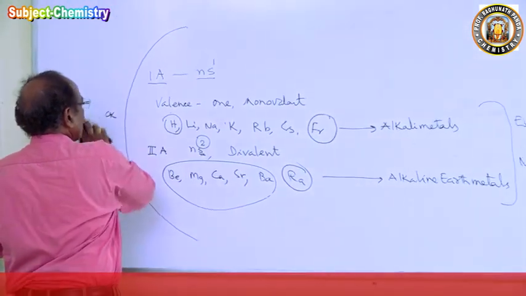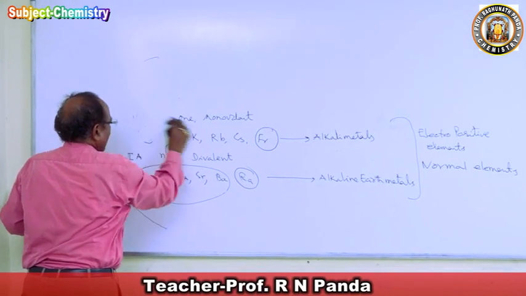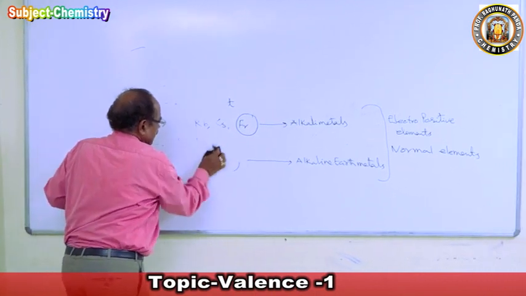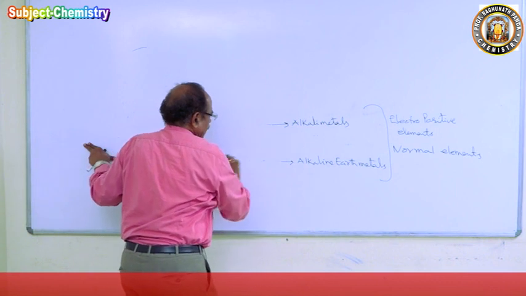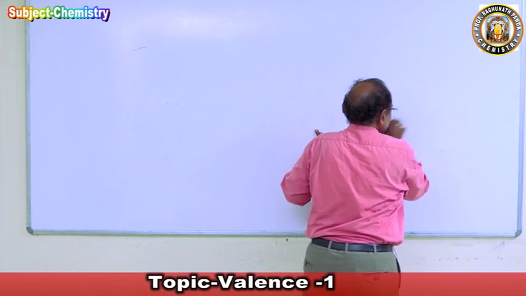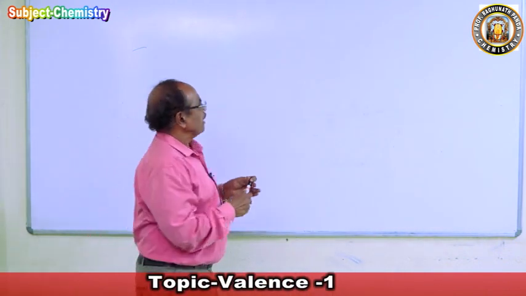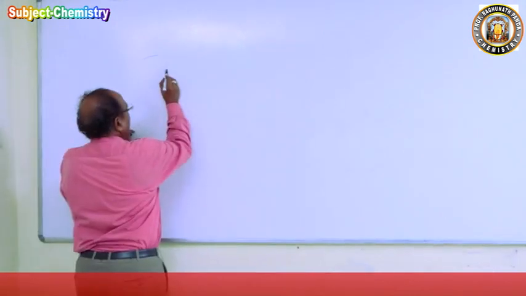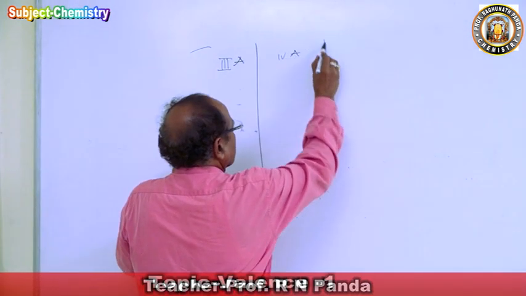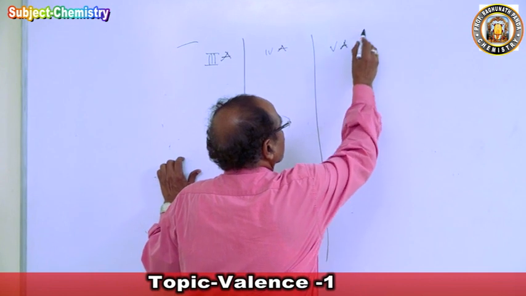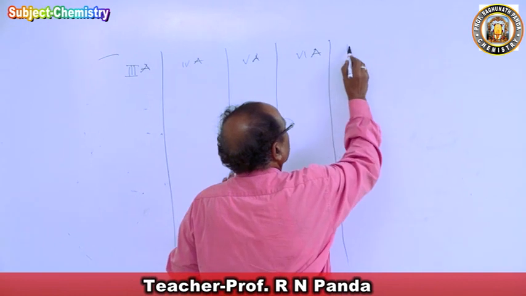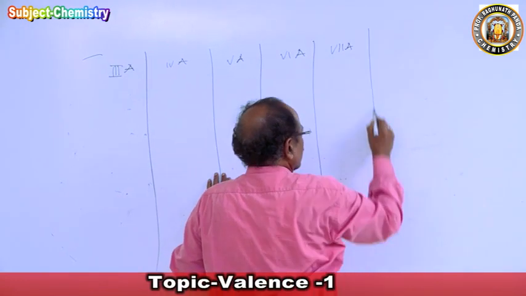Now I'll come to the P block of the periodic table. Look at your periodic table. What is the P block? On the right extreme side of the periodic table, there are 6 groups. Look there. Last we have the 0 group. So we have 3A, then 4A, then 5A, 6A, and 7A, and the 0 group.